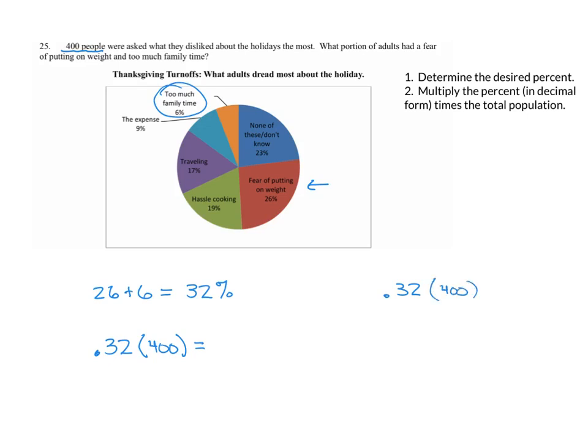The first thing I'm going to do is move my decimal point and cancel some zeros. So what I want to multiply is 32 times 4. So 4 times 2 is 8. 4 times 3 is 12. So we get 128 people. And we're done.